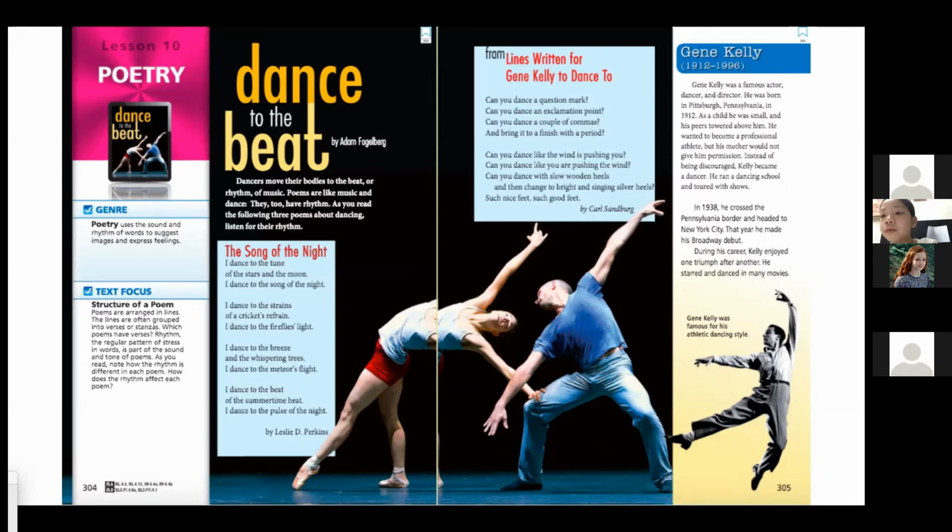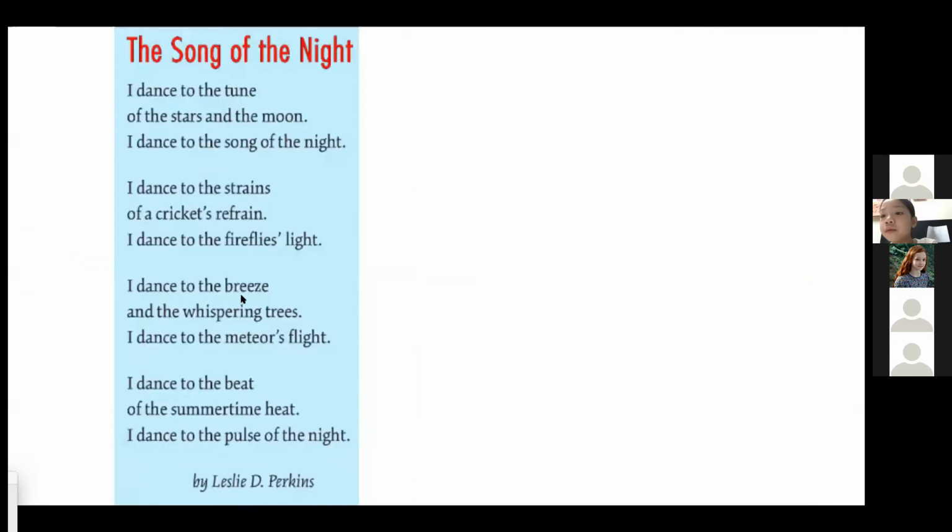Okay, so let's see. How many verses or stanzas do we have in this poem? Who can tell me? Richard? Yes. How many verses or stanzas do we have in this poem? I can see properly. Okay, I'm gonna actually, I have it bigger over here. Is that better?